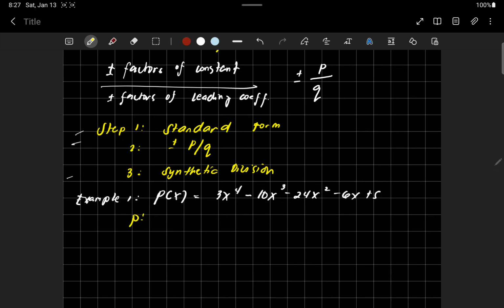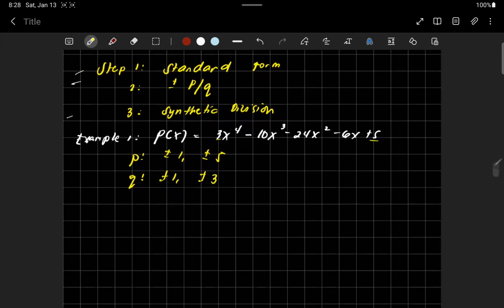So, let's determine first all the factors of our constant. Our constant here is positive 5. So, that is positive and negative 1 and positive and negative 5. This is only the factor of your constant 5. Ito lang yung dalawang number na pwede mong i-divide kay 5. And your q is the leading coefficient, which is 3. So, what are the numbers that we can divide for 3? That is positive and negative 1 and positive and negative 3.